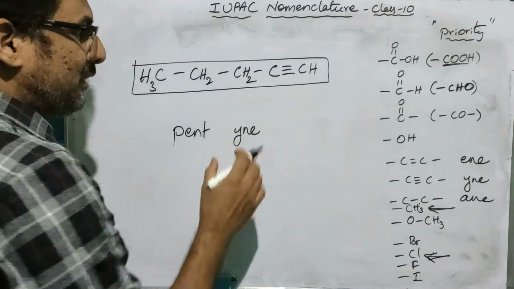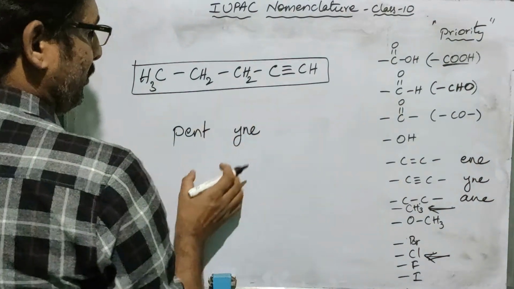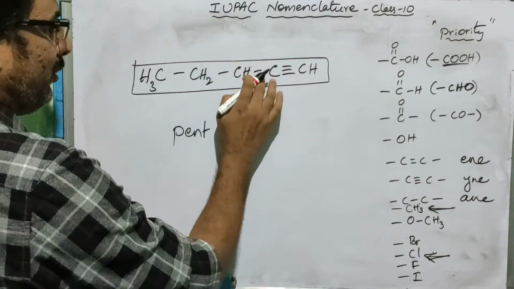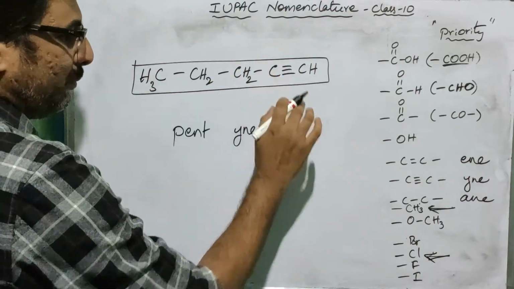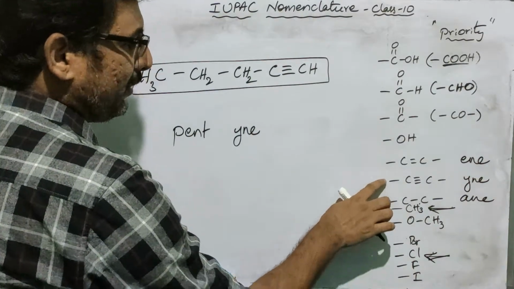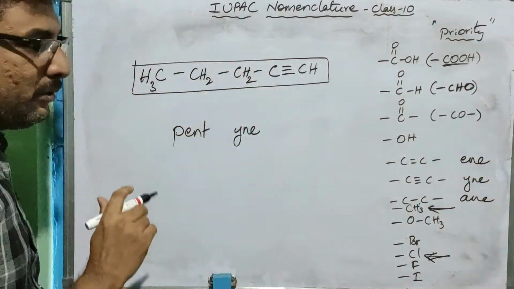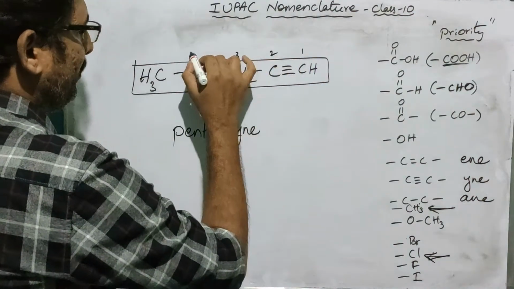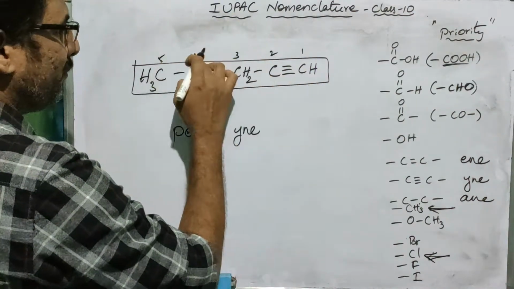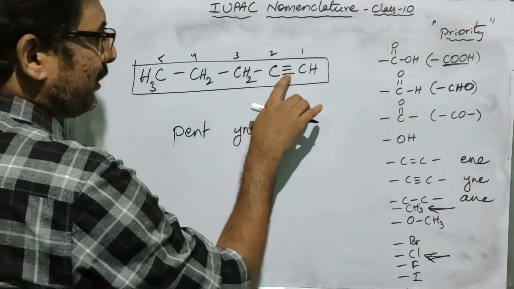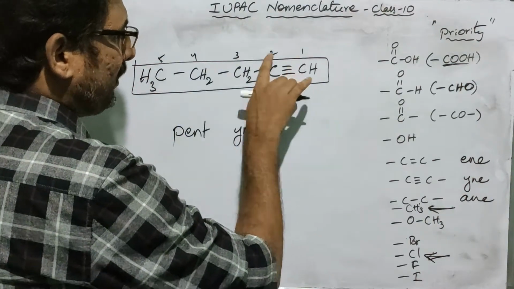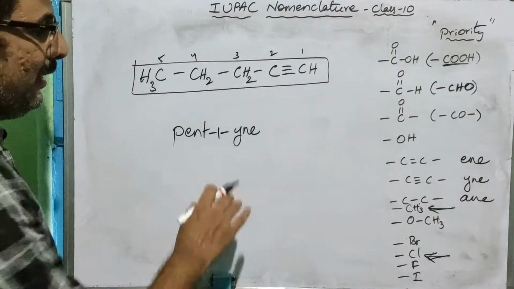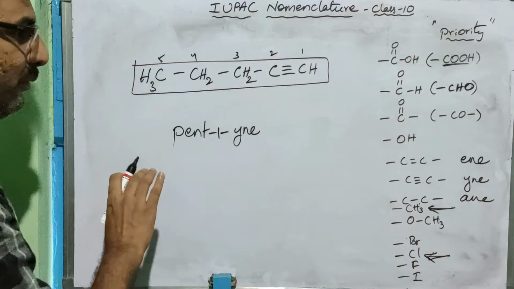And position. What is the position? Again, you have to give preference to this triple bond. You have single bonds and a triple bond. Between single bond and triple bond, you have to give preference to the triple bond. You have the triple bond on the right side, so we will give numbering from the right side only. So 1, 2, 3, 4, 5. Now where is this triple bond? The triple bond is between first and second carbon. So you will write pent 1 ine. This is pent 1 ine.